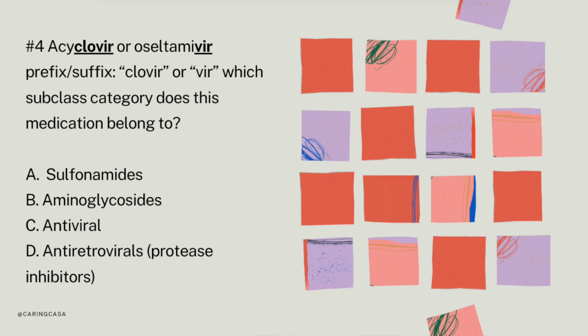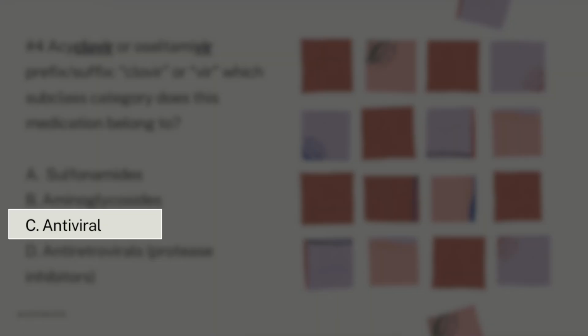Moving on to the next one, acyclovir or oseltamivir. Prefix or suffix is cyclovir or VIR. Which subclass category does this medication belong to? Is it A, sulfonamides, B, aminoglycosides, C, antiviral, or D, antiretrovirals, also known as protease inhibitors? The answer is C, antivirals.